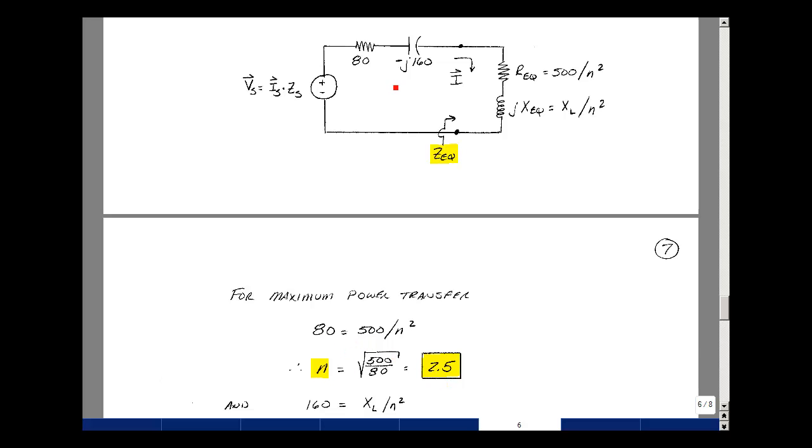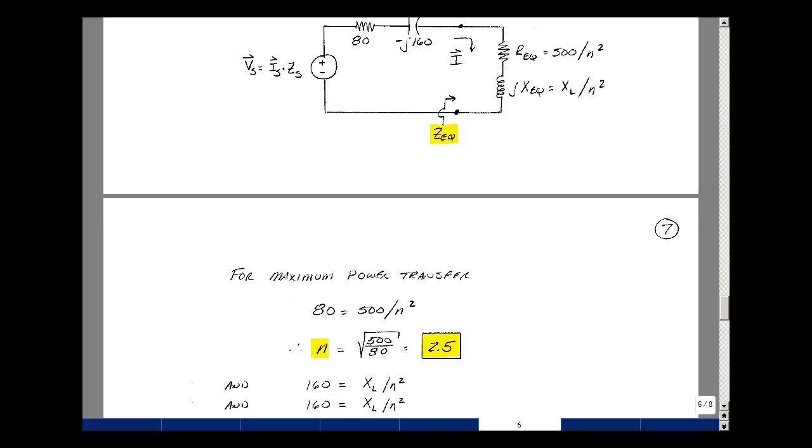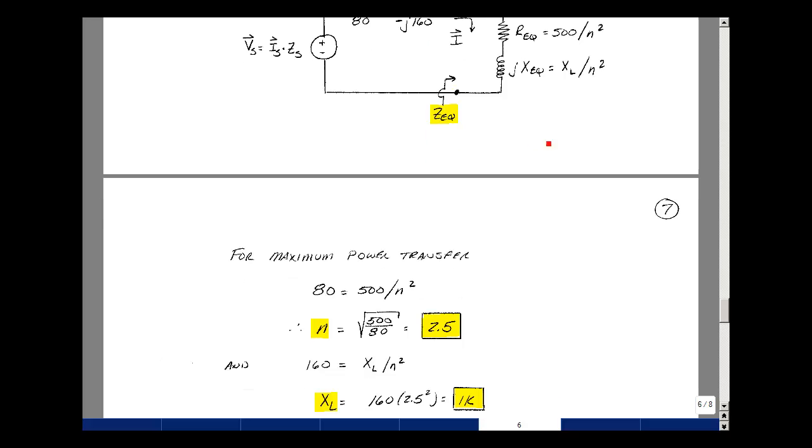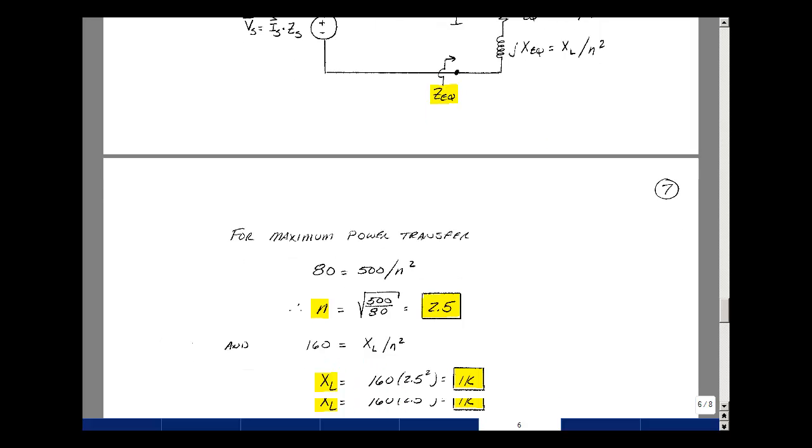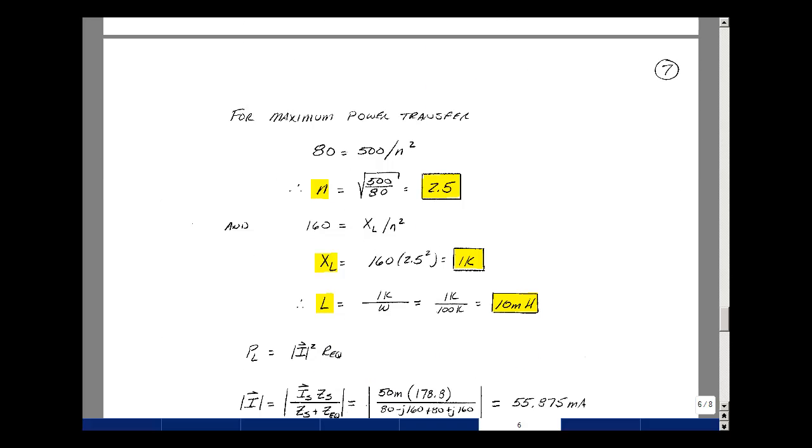Now the imaginary parts need to be equal to each other, but opposite in sign. So I've got a capacitor here, and then I've got an inductor, so I can do that. 160 would have to equal X sub L over N squared. So I can now solve for X sub L. That's going to be 160 times 2.5 squared, and that's 1,000. And then the value of L is taking this value and dividing by omega, which was 2 pi times 15.9 kilohertz, or 100 kiloradians per second. That's a 10 millihenry inductor.